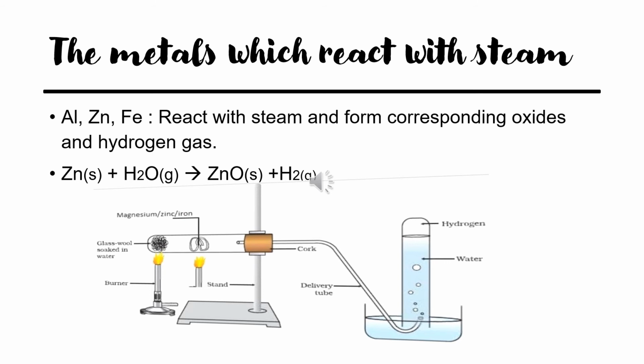Iron reacts with water in the form of steam to form iron oxide along with the release of hydrogen gas. This is the apparatus used to react a metal with steam and collect the gas produced. The damp mineral wool is heated to generate steam.